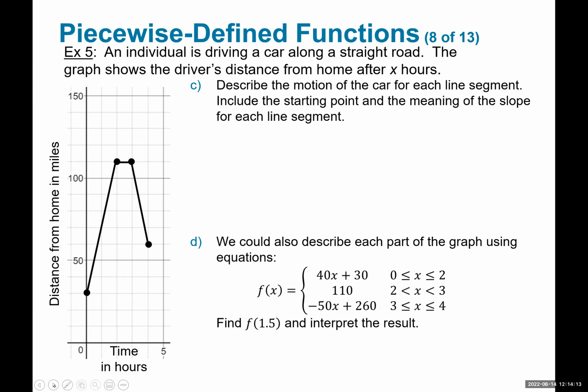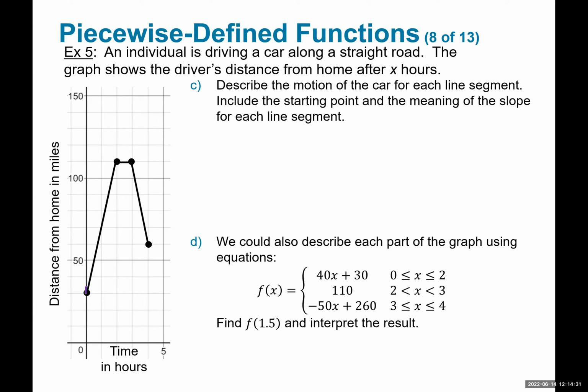An individual is driving a car along a straight road. The graph shows the driver's distance from home after X hours. So again, we have the same situation. Describe the motion of the car for each line segment. Include the starting point and the meaning of the slope for each line.